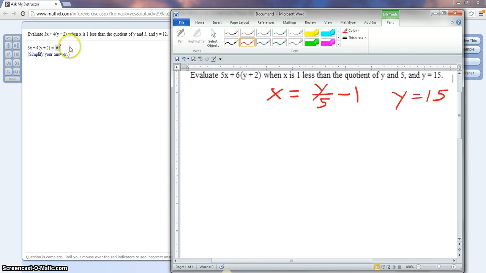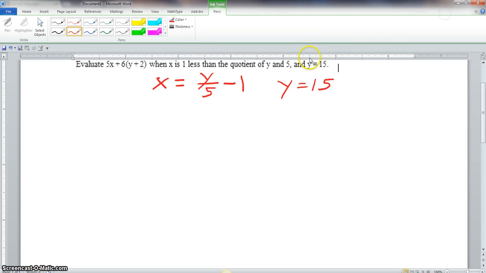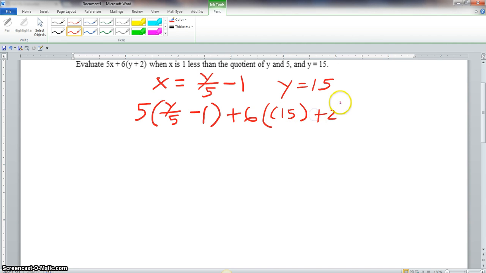Now that you see the similarities between the problems and how you're supposed to first find out what x is equal to and then bring down your y, I'm going to show you the next steps. So let me expand this screen here, and then we're going to finish this off. Our next step, we will substitute in the value for x. So we will have 5 times x, which is y over 5 minus 1, and then plus 6, and then we will substitute in the value for y. Y is 15, and then plus 2.